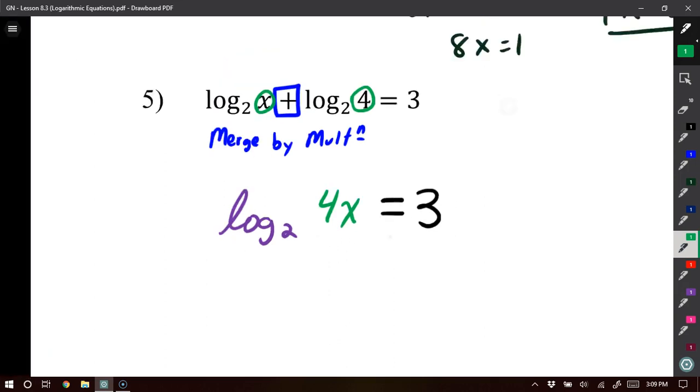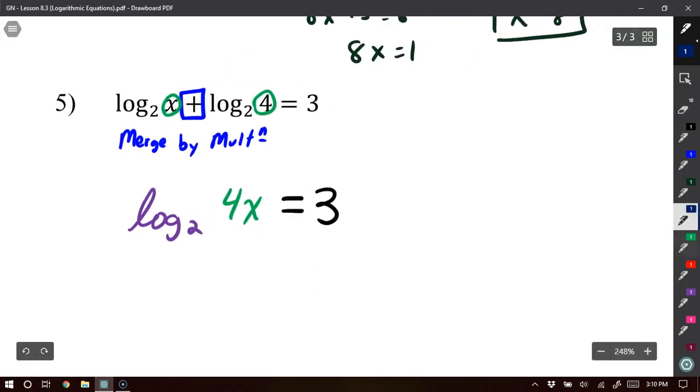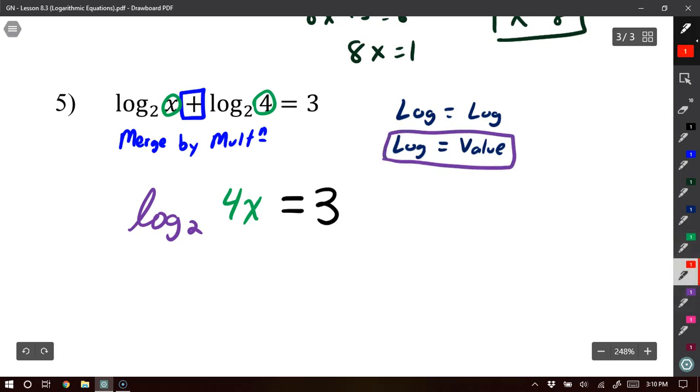Perfect. Now I can look at my solving structure. In this case, do I have a log on both sides? So does it say log equals log? Or does it say log equals a number, equals a value? And here's where it's different. This problem says log equals a value. That's why you can't just cross out the logs right away. You have to stop, merge first, look at what you're given, and then focus on which structure you have. And when it's log equals a value, what we do is we convert to exponential form.